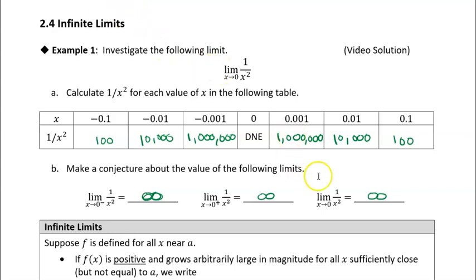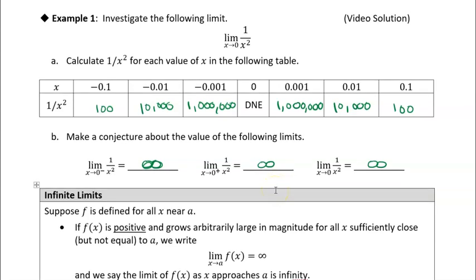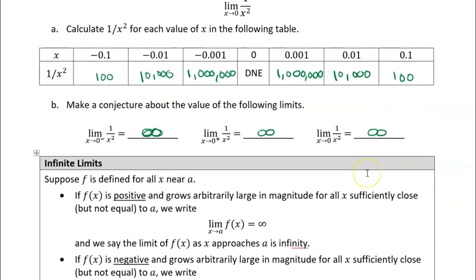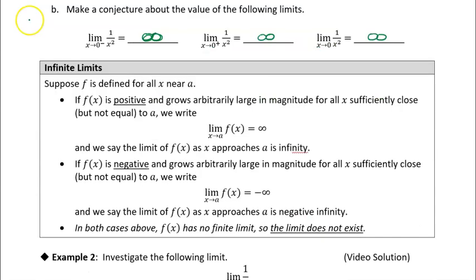Now, in this case, both of those limits match, so we could say that the limit as x approaches 0 goes to infinity. They don't always match, and if they don't match, then we just have to say that the limit doesn't exist. But here's the definition of infinite limits. If f of x is positive and grows arbitrarily large in magnitude for all x sufficiently close to but not equal to a, then we say that the limit as x approaches a of f of x goes to infinity.